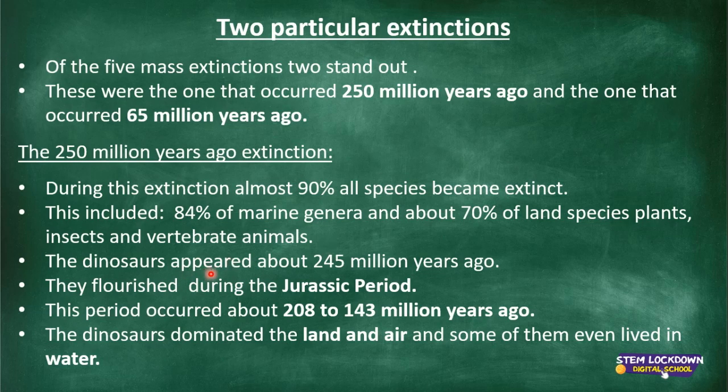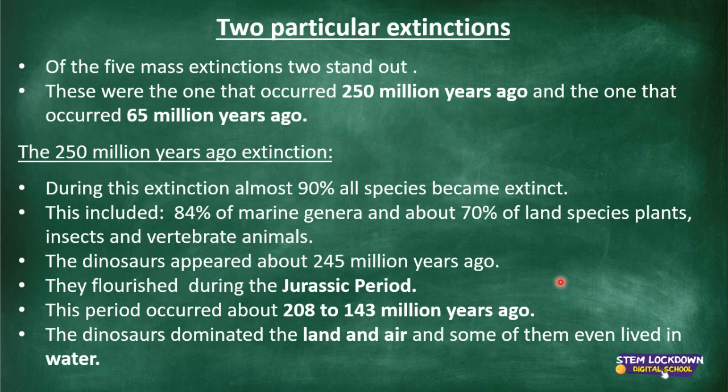Now the dinosaurs appeared about 245 million years ago and they flourished during the Jurassic period. Now this period, you guys shouldn't forget it because I bet with my life that you have watched or have heard of the movie called Jurassic Park. It's all about dinosaurs. So dinosaurs were a lot during this period, the Jurassic period. This period occurred about 208 to 143 million years ago.